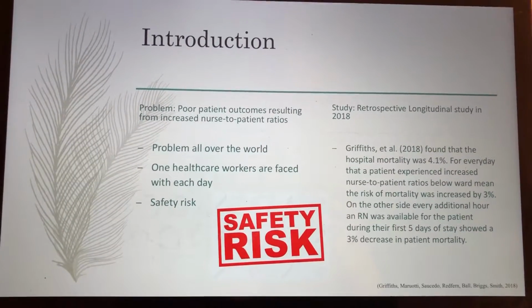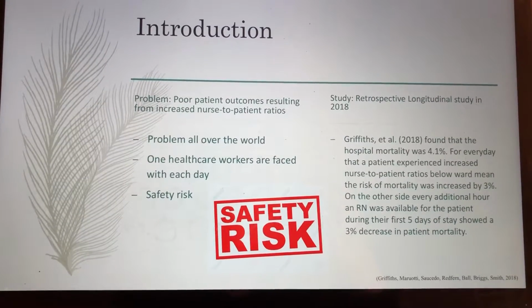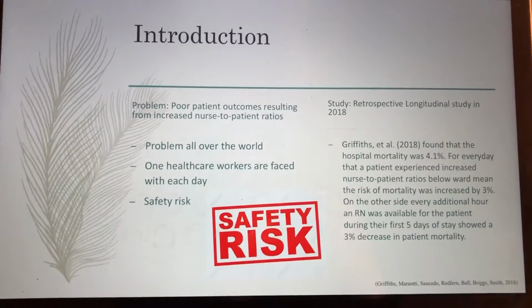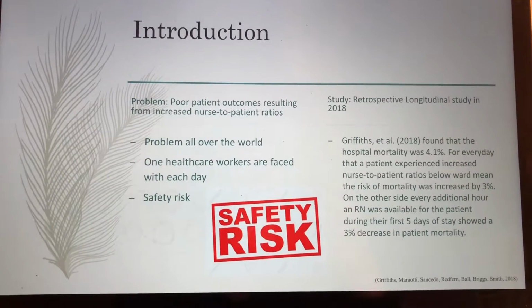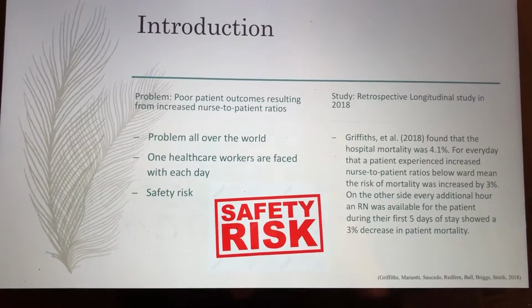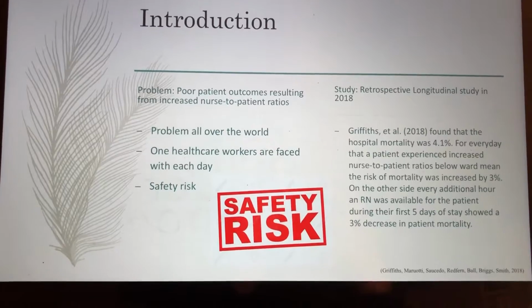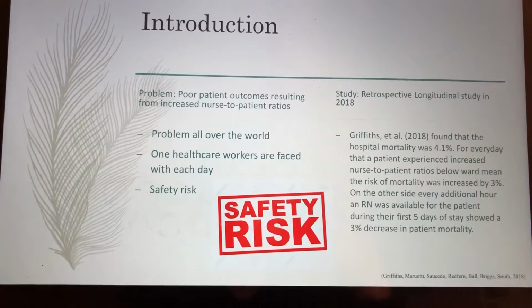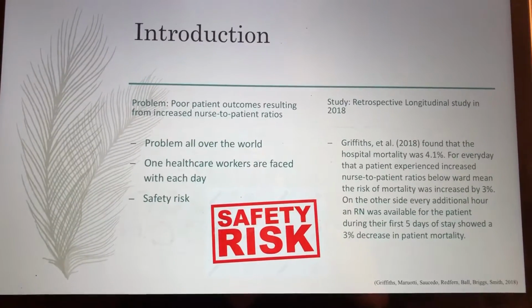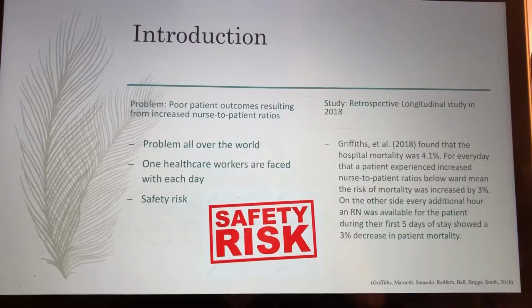So I found a study that was completed in 2018, and Griffiths found that hospital mortality was 4.1%. For every day that a patient experienced increased nurse-to-patient ratios below ward mean, the risk of mortality was increased by 3%. On the other side, every additional hour an RN was available for the patient during the first 5 days of stay showed a 3% decrease in mortality rate, which just goes to show how important it is to have adequate nurse-to-patient ratios.